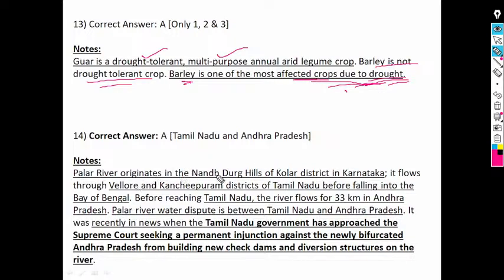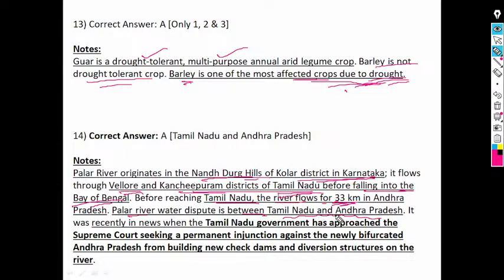अच्छा, the Palar river originates in the Nandi hills of Kolar district of Karnataka. It flows through Vellore and Kanchipuram districts of Tamil Nadu before falling into the Bay of Bengal. Before reaching Tamil Nadu, the river flows for 33 km in Andhra Pradesh. Palar river water dispute is between Tamil Nadu and Andhra Pradesh.